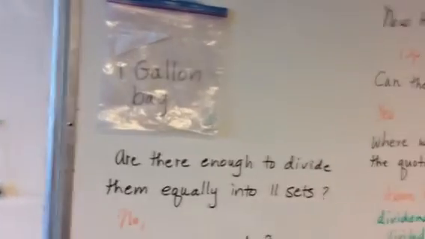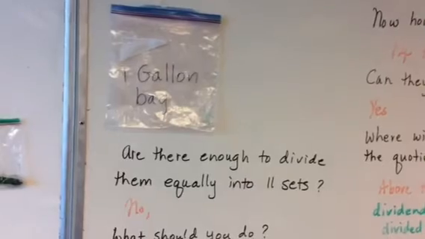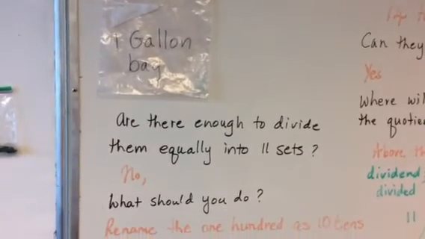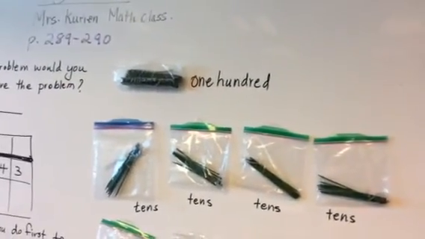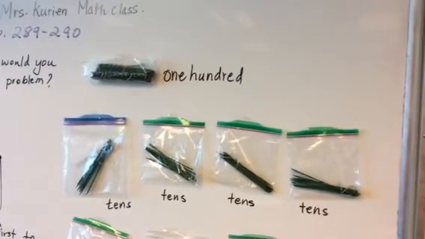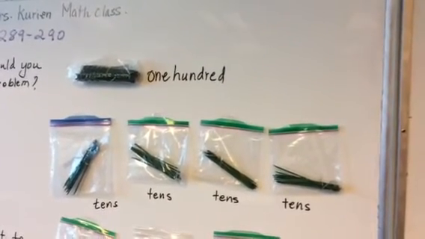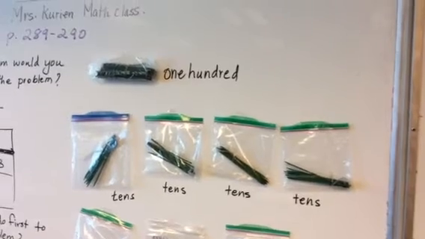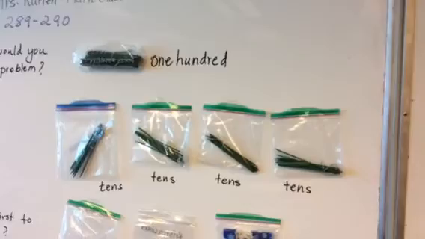And here is a 1 gallon bag. Are there enough to divide them equally into 11 sets? No. What should you do? Rename the 100 as 10 tens. So from that 100, you have to put it into the tens, to take out one stick from there and put it into the 4 bags. So now you have 14 tens, right? 100 has 10 tens, so 14 tens you have.